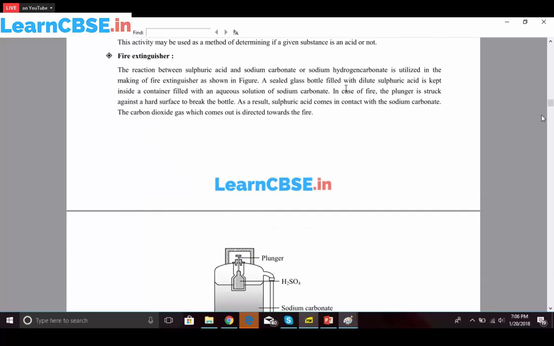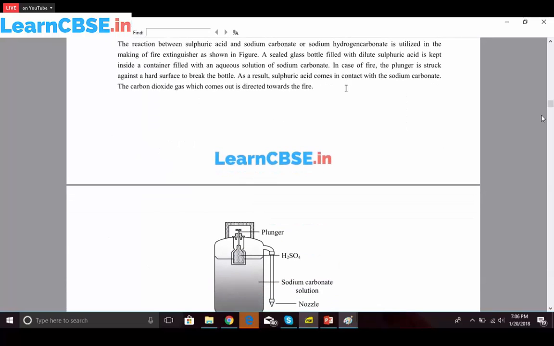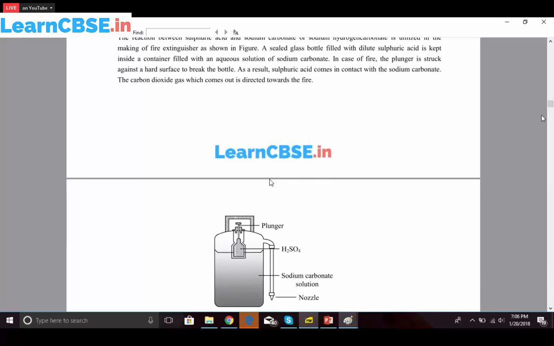A sealed glass tube filled with dilute sulfuric acid is kept in the container. So this is the container. In a small container we have placed the H2SO4, and this contains the sodium carbonate solution. Now once this plunger is on, what will happen? The reaction between the H2SO4 and the sodium carbonate will take place.